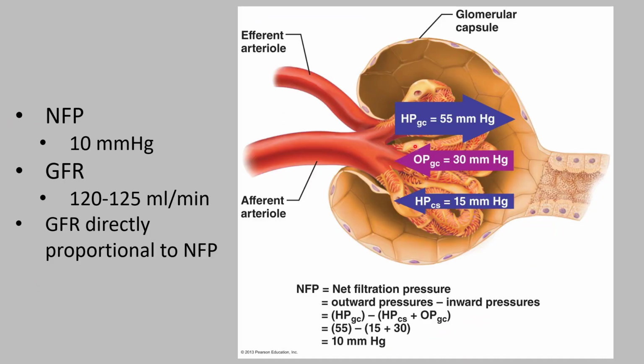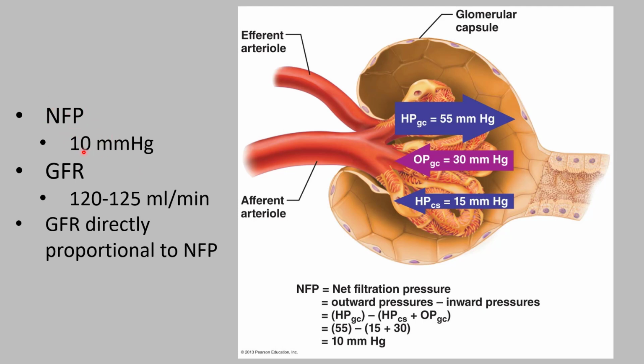So here is how your book depicts that. Again, your book does not calculate positive and negative. It does it this way. I think doing positive and negative is a little bit easier. You are welcome to do it whichever way you want. But up here, the result is the same. Here's our net filtration pressure, NFP, of 10 millimeters of mercury.